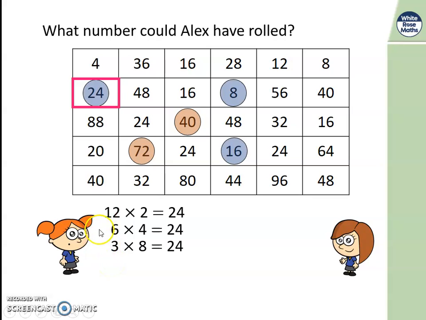Can you notice what's happening to these numbers now? So 12, 6, 3. That's right, we're dividing by 2. So 12 divided by 2 is 6. 6 divided by 2 is 3, just like we did at the beginning with those number tracks. So Alex could have rolled a 12, a 6, or a 4.